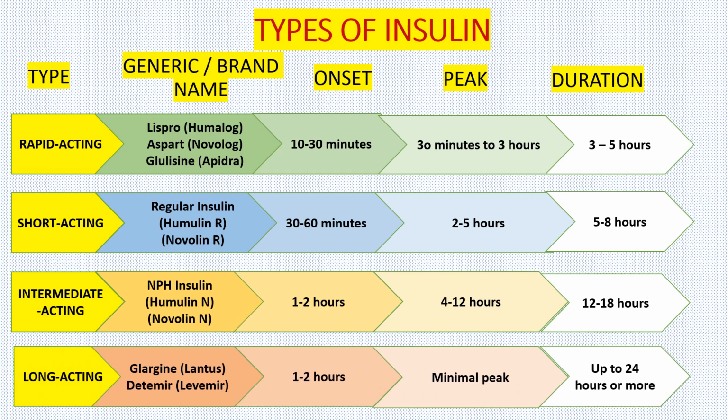Then we have the long-acting insulin. We have the glargine and the detemir. So 1 to 2 hours for the onset, minimal peak, and the duration is up to 24 hours or more. Now, please review your hospital protocol as to the administration of insulin, which can and cannot be given via IV, and which insulin can be mixed with other insulin.